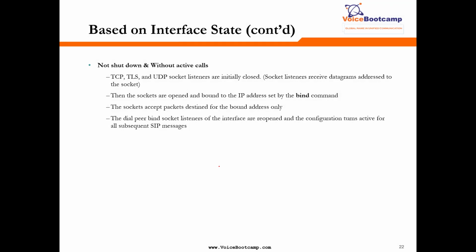Now what happens if the interface is not shut down, without any active call? Again, TCP, TLS, and UDP sockets are initially closed. Sockets are opened, bound to the IP address set by the bind command. The socket will accept packets destined for the bound address only. So if you receive traffic with any other address, it's not going to accept it. The dial pair bind socket listener of the interface is reopened, and the configuration turns active for all subsequent SIP messages.